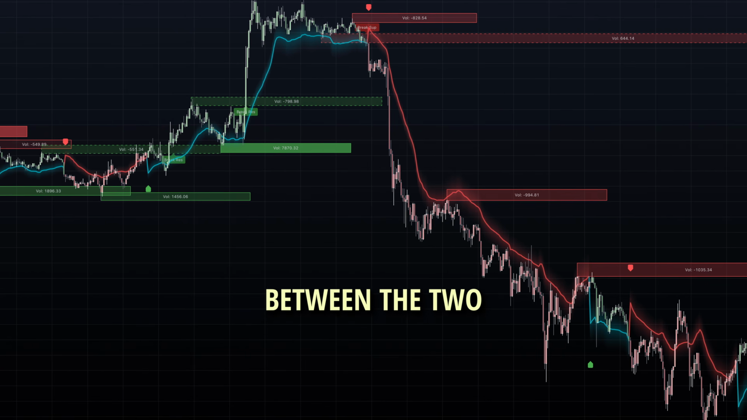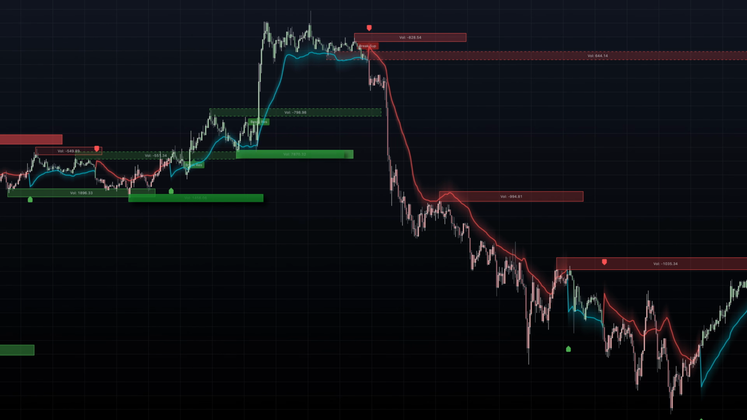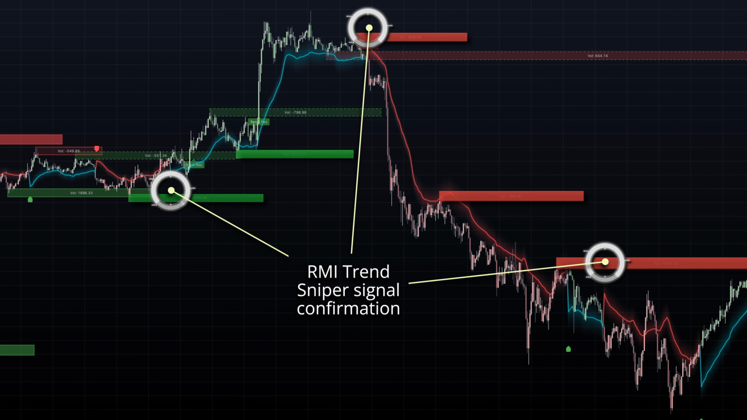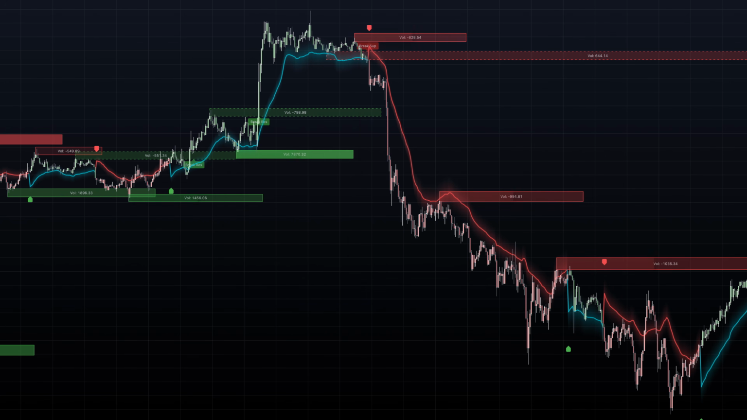Look for confluence between the two indicators. High-probability setups occur when price reacts to a support or resistance level, highlighted by the high-volume boxes indicator, and the RMI Trend Sniper confirms the trend direction with its color-coded band and momentum signals.